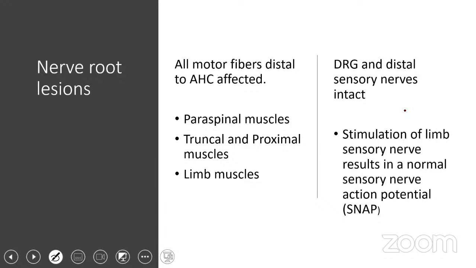In root lesions, all motor fibers distal to the anterior horn cell are affected. So the paraspinal muscles will show abnormality. Truncal and proximal muscles, limb muscles, all show abnormalities. The dorsal root ganglion and distal sensory nerves are intact. Stimulation of the sensory nerve results in a normal SNAP in cases of root lesions or radiculopathies. That's an important thing if you can grasp it.